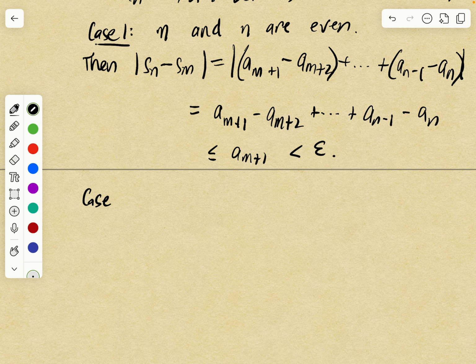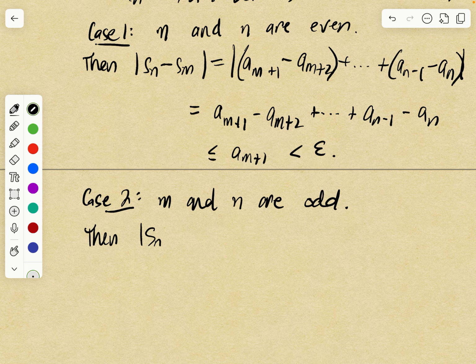Now, case 2 is if m and n are odd. Okay, well, that's the same idea. Do we see why? Because then this S sub n minus S sub m, you're going to have pretty much the same thing, except you have negative 1 in front of the a sub m plus 1, and then it's plus a sub m plus 2, and then it's going to end in plus a sub n, right?